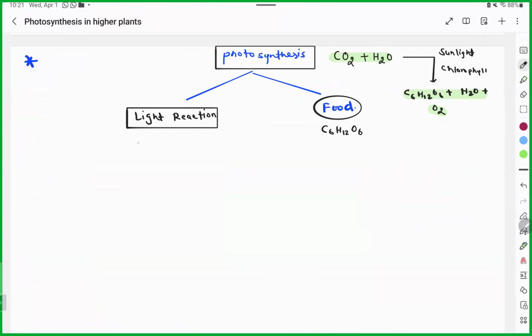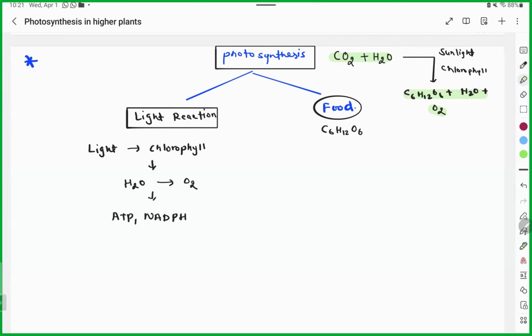First, light is absorbed. After light absorption, it will interact with the chlorophyll. Water will split. If water splits, oxygen is produced. Oxygen is produced, and ATP and NADPH are produced.